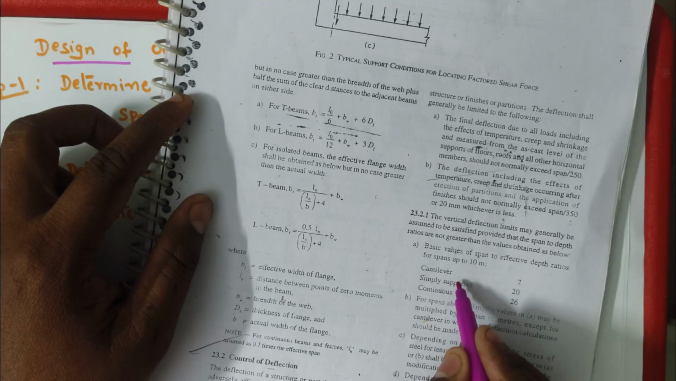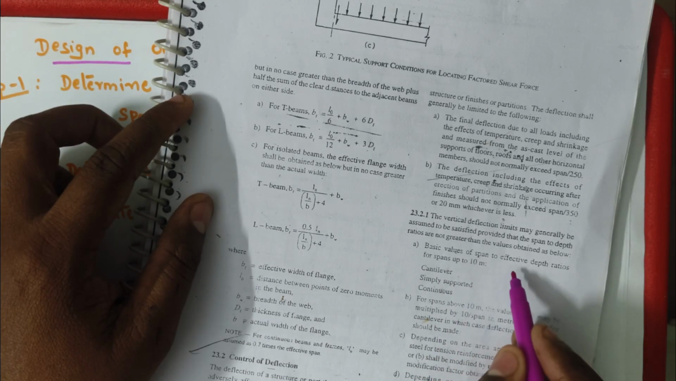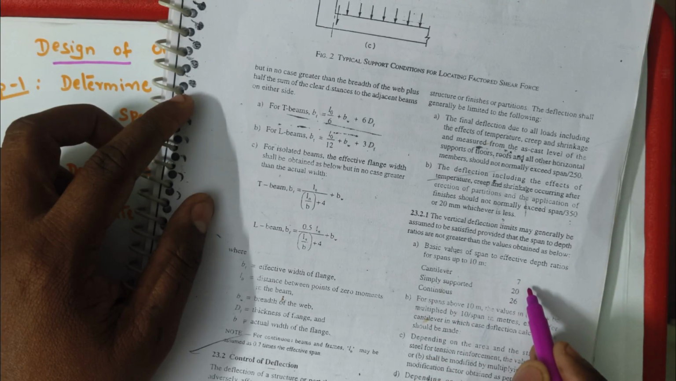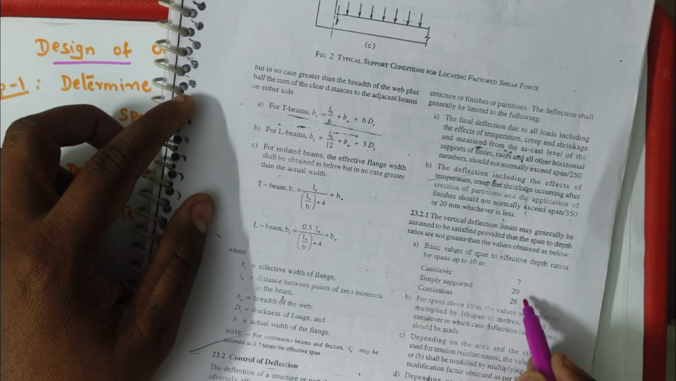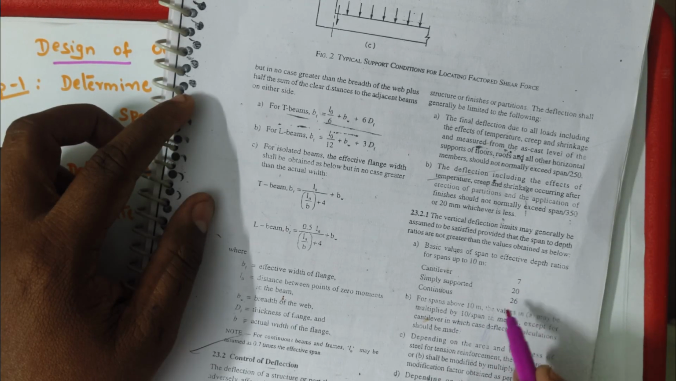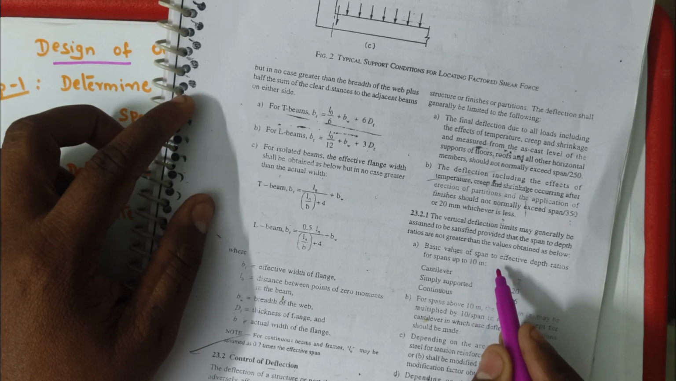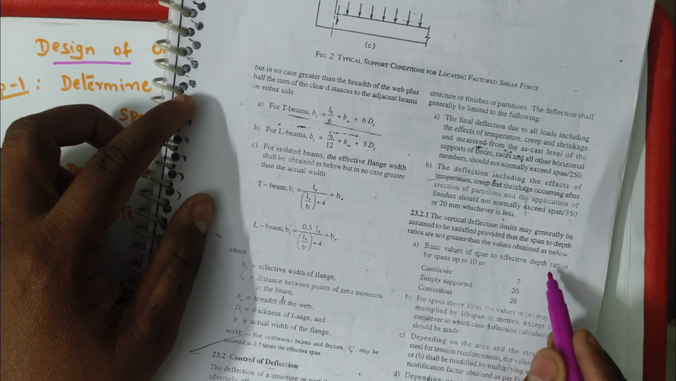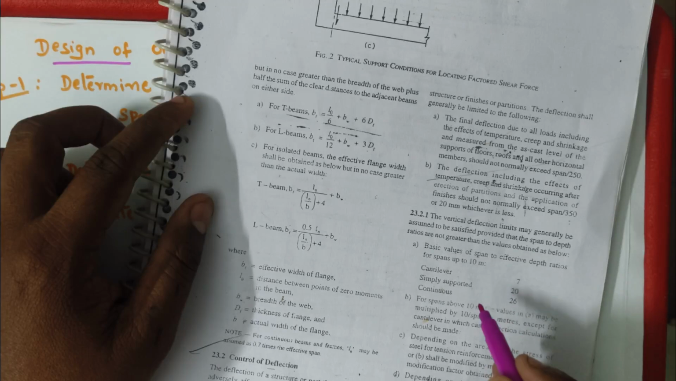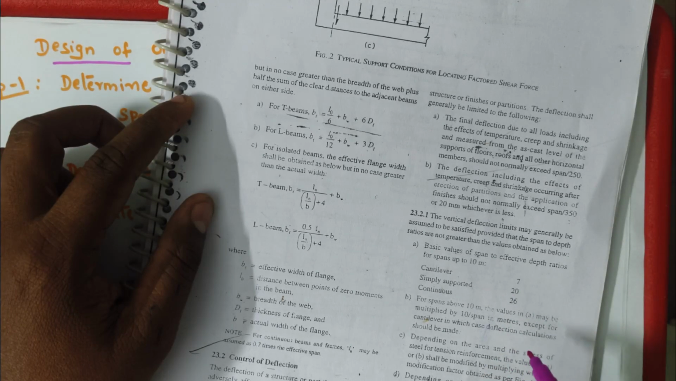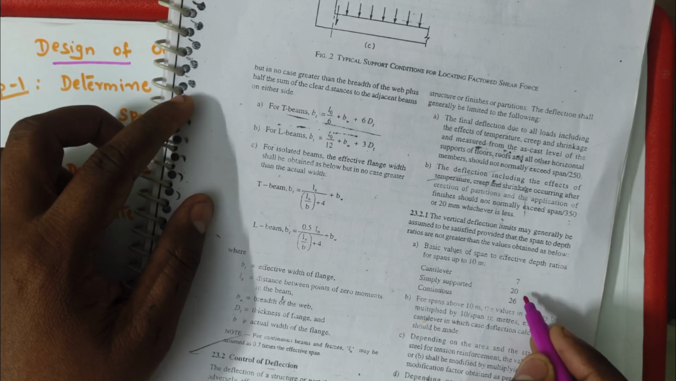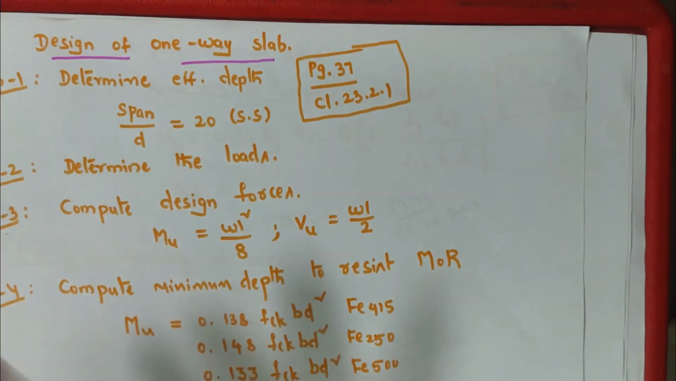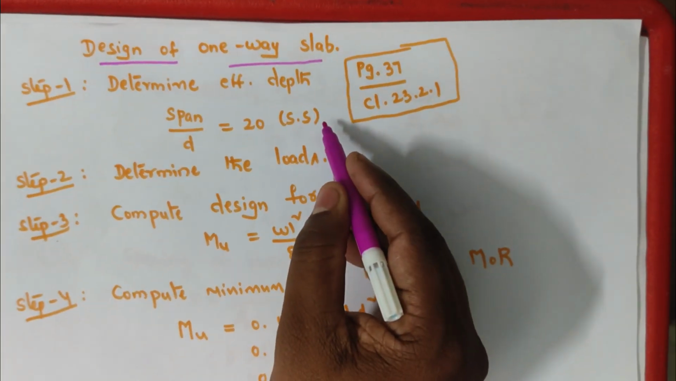For cantilever, span to effective depth will be 7. For simply supported, span to effective depth is 20. For continuous, span to effective depth is 26. Generally, we will design this one-way slab as simply supported. That's why the span to effective depth ratio will be considered as 20 as per IS 456. That is step number 1.